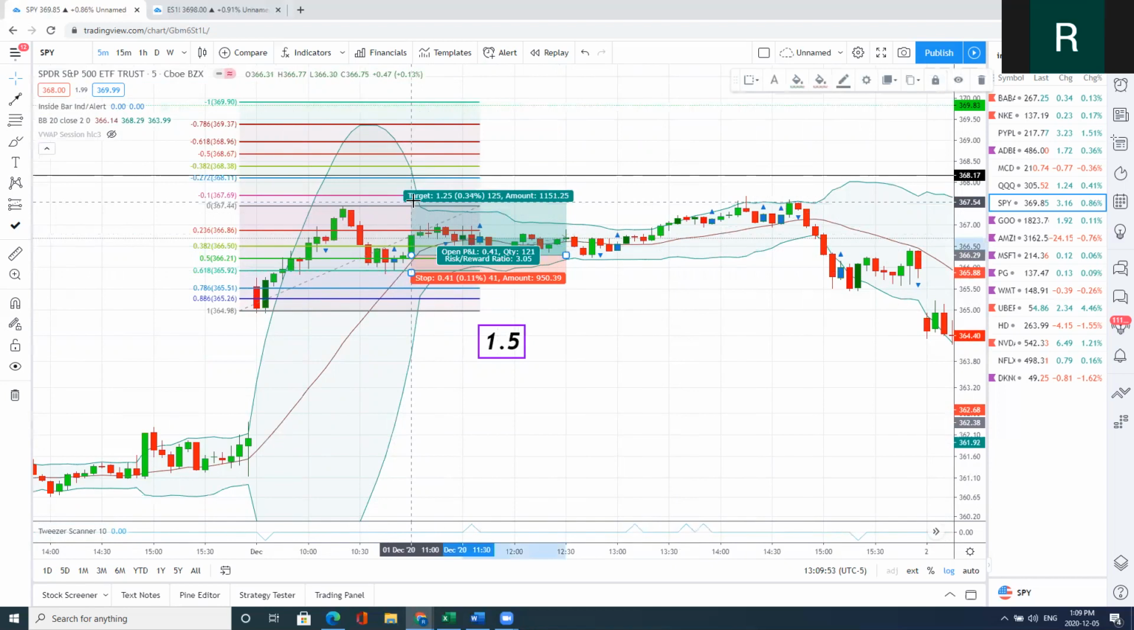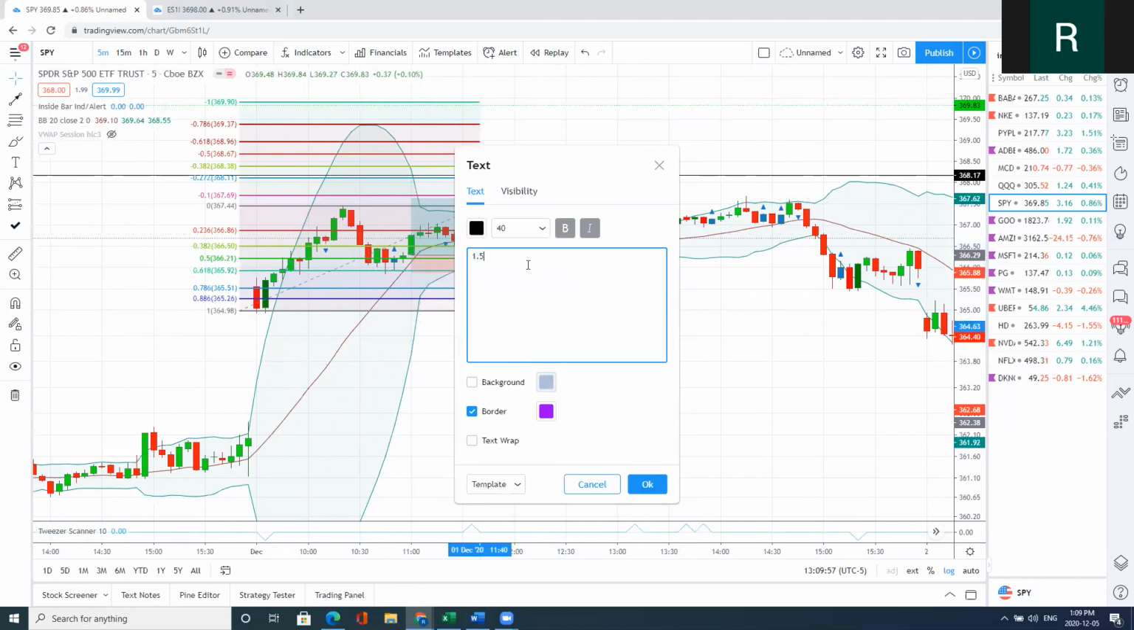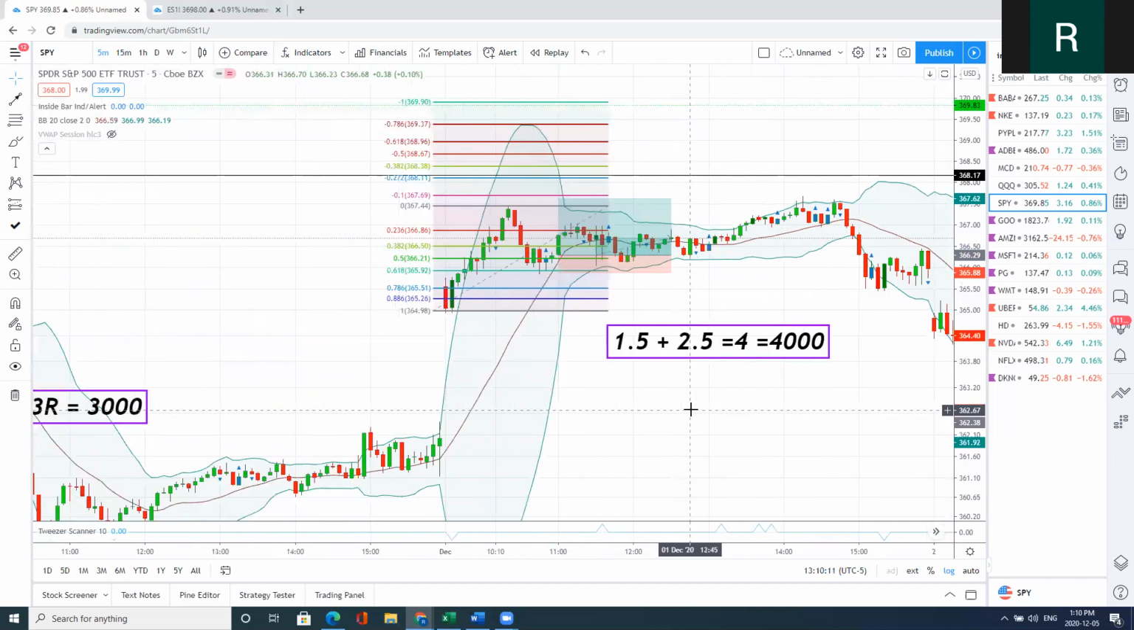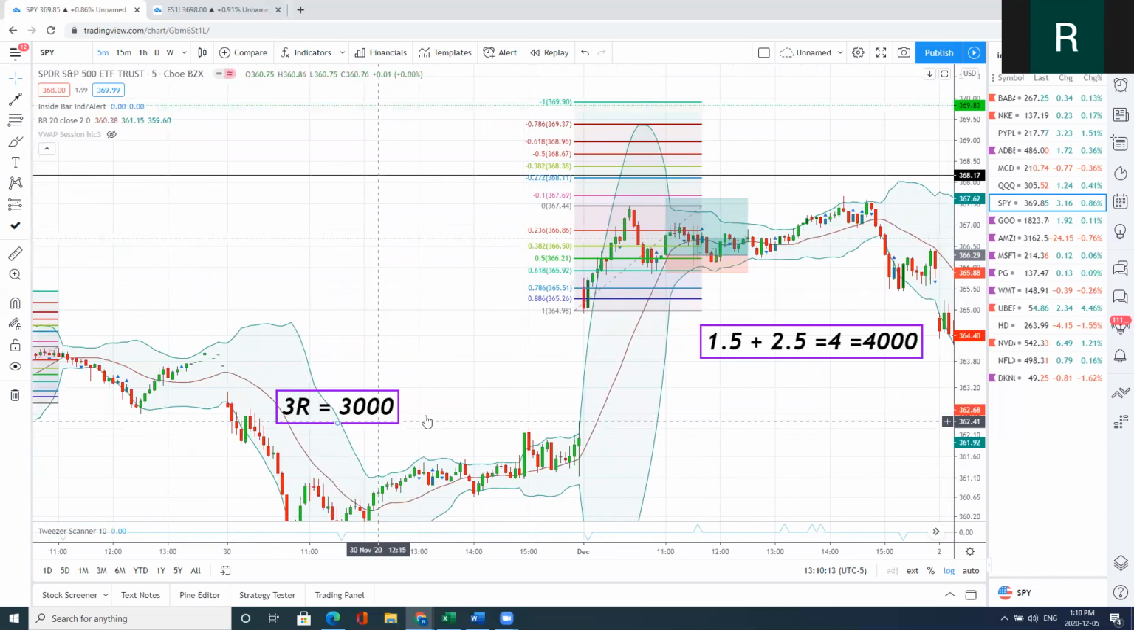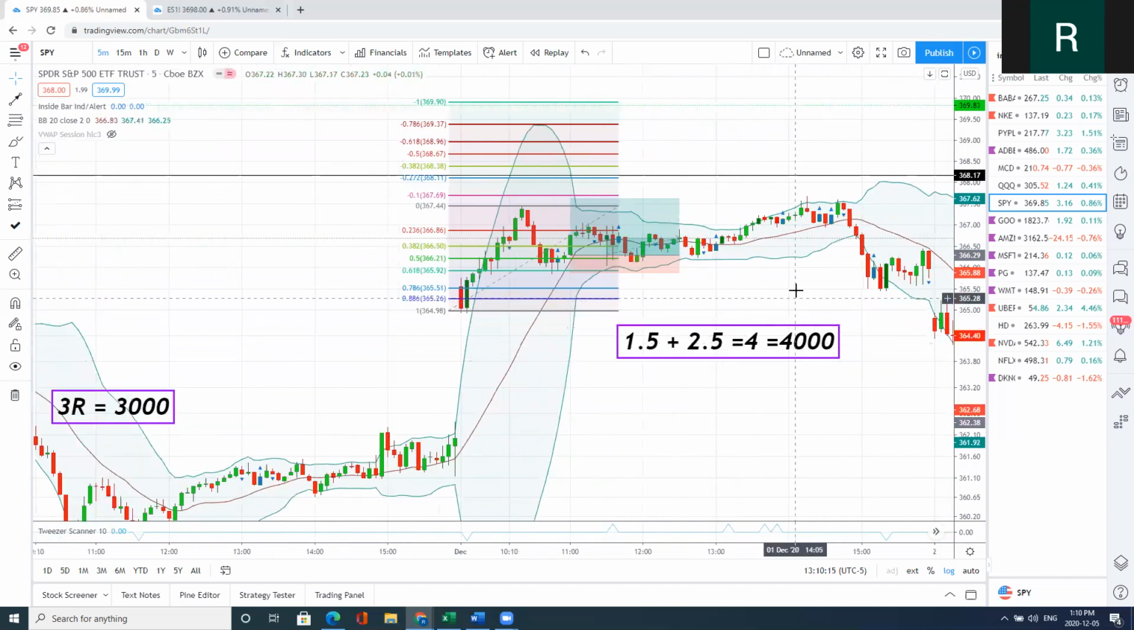So again, at the very high, we're able to get away with about 3.2. So we're going to say with scaling out, we're able to get at least 2.5 on that. And that's pretty much it on the day. So 1.5 plus 2.5 is 4. Right? Am I right? Yeah. So that's going to equal $4,000. Okay. So we're up 3R here from the fib. We're up 4R here. That's 4,000.